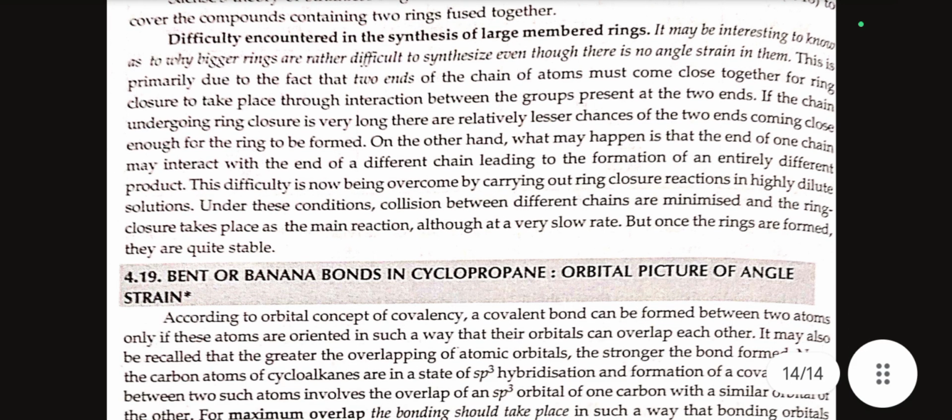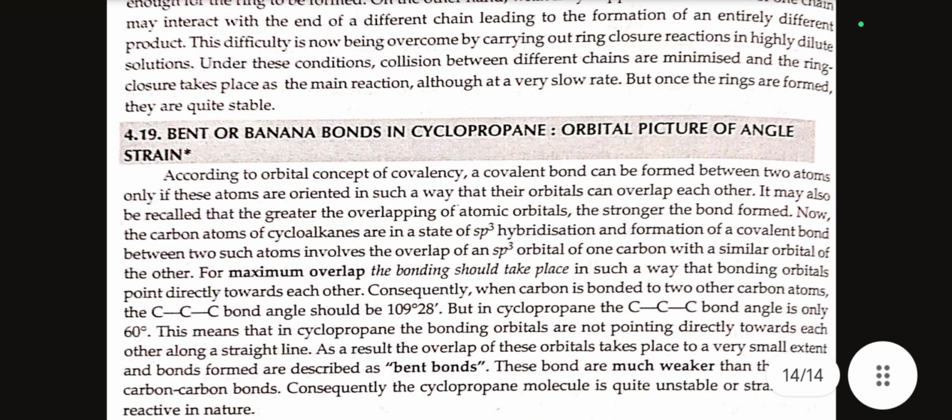Now we will discuss the bent or banana bond in cyclopropane, the orbital picture of angle strain. According to the orbital concept of covalency, a covalent bond can be formed between two atoms only if these atoms are oriented in such a way that their orbitals can overlap each other. It may also be recalled that the greater the overlapping of atomic orbitals, the stronger the bond formed. Now the carbon atoms of cycloalkanes are in a state of sp3 hybridization, and formation of a covalent bond between two such atoms involves the overlap of an sp3 orbital of one carbon with a similar orbital of the other. For maximum overlap, the bonding should take place in such a way that bonding orbitals point directly towards each other.